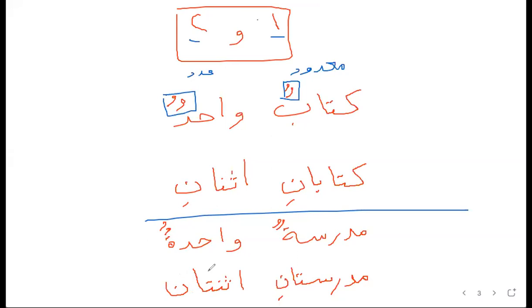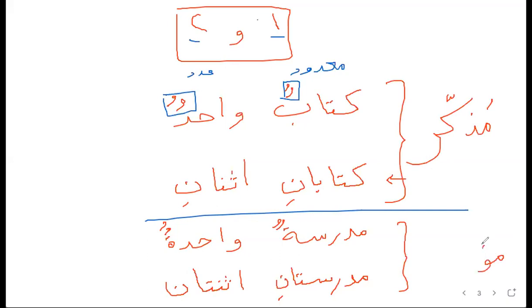Ithnatani is the feminine version. Over here you have ithnani, which is the masculine version, because here kitab is mudhakkar. This is mudhakkar, which means masculine. Mudhakkar, that's a big ra. And here we have mu'annath, feminine.